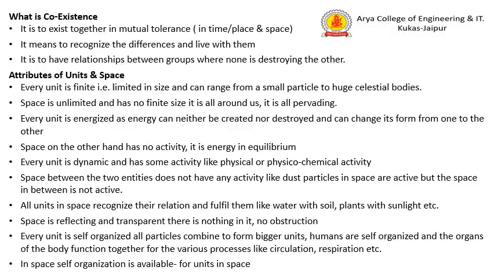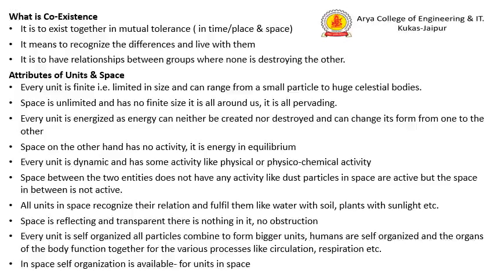Now first, let us understand what is coexistence. Once again, it is to exist together with tolerance. Suppose various units are existing in space, they should be tolerant towards each other in terms of time and place and space. It means to recognize the differences that are there between us and the others, and then accept them and live with them. It is to have relationships. Suppose there are various groups which are living, there should be proper relationships and none should destroy the other. We should live in peace.